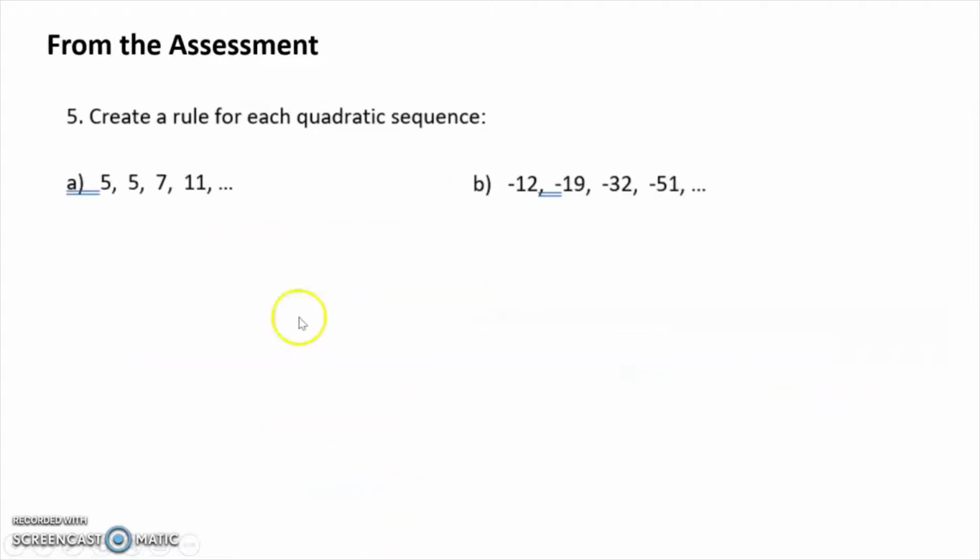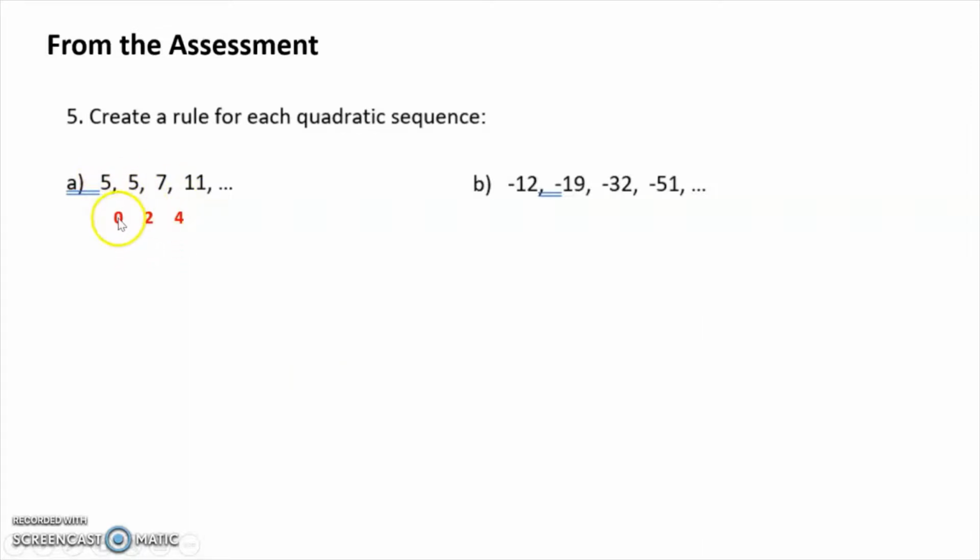Next one, from the assessment, we have 2 quadratic sequences. We have to make a rule. We've practiced this skill a lot. Let's go through the process here without the tables and all that that we've used as supports for this in the past. Let's begin. So first step is always to find the first difference.